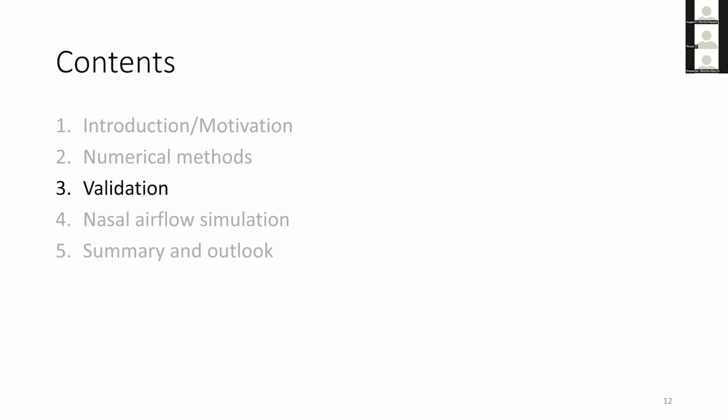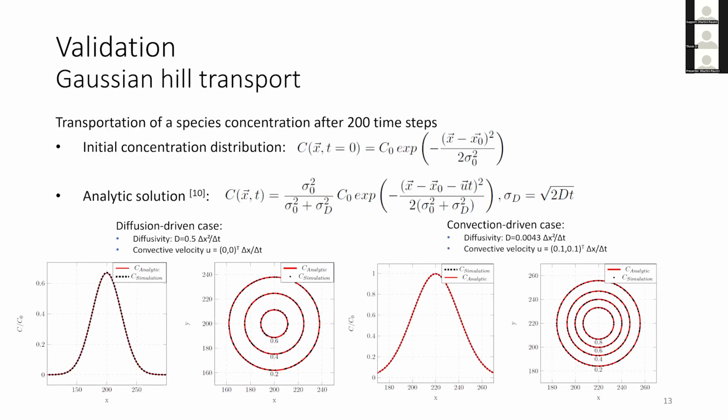The validations: Shota used two cases to validate the model. One is the so-called Gaussian hill transport, where we look at the transport of species concentration after 200 time steps. We have the following initial condition, and we know the analytical solution. We compared two cases, one more diffusion driven with a large diffusivity coefficient and very small convective velocity, and the other the other way around. And we saw that the agreement is quite good.